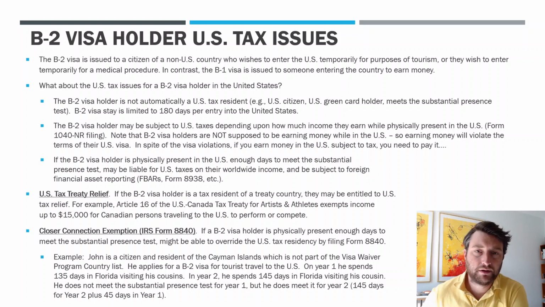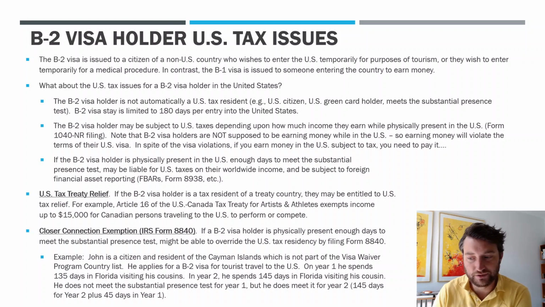All right, for this video, I wanted to talk with you about the U.S. tax issues for B-2 visa holders that enter the United States. So, what is a B-2 visa? The B-2 visa is issued to citizens of non-U.S. countries who wish to enter the U.S. temporarily for purposes of tourism, right? Or if they want to enter for a medical procedure, right, that they otherwise can't obtain in a different country.